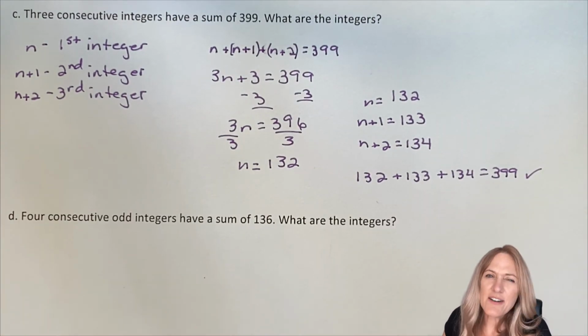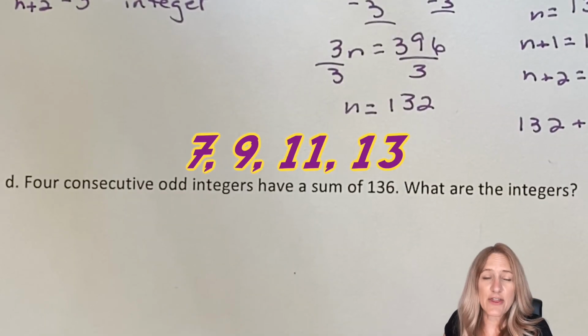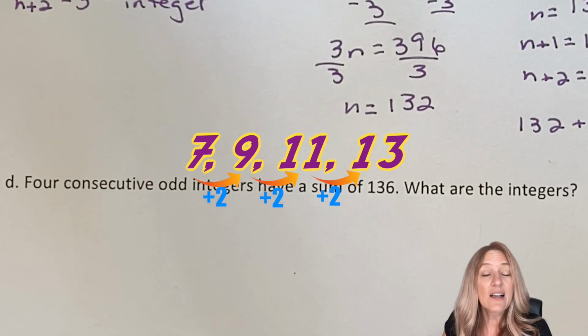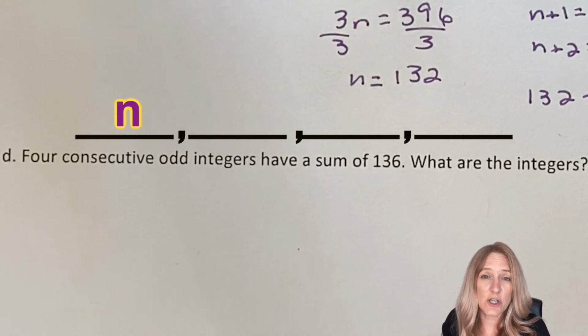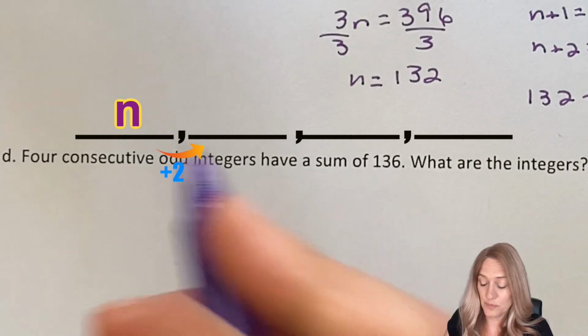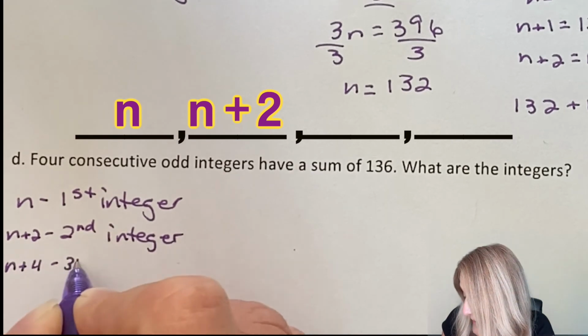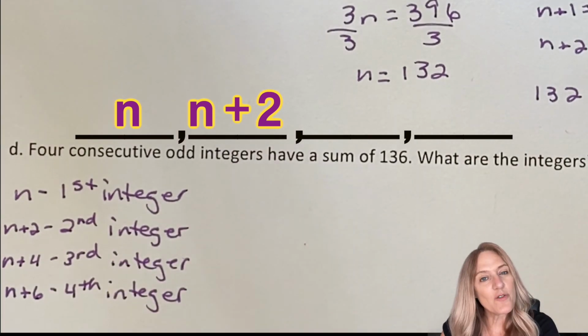We thought we'd kick it up a notch now. 4 consecutive odd integers. Well, odd integers, so like 7, 9, 11, 13. What's happening between each of those? I'm adding 2 to get to the next one. 7 plus 2 is 9, and so on. This time when I identify my variable, n can still be the first integer, but to get to the second integer that's odd, I'll have to add 2. So we have n, n plus 2, n plus 4, n plus 6.